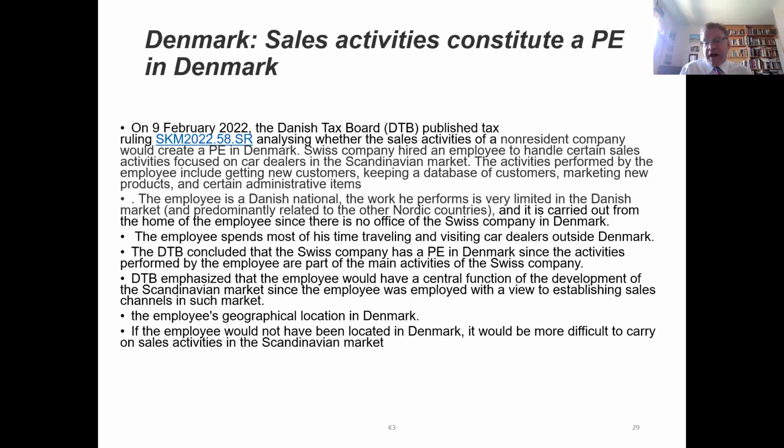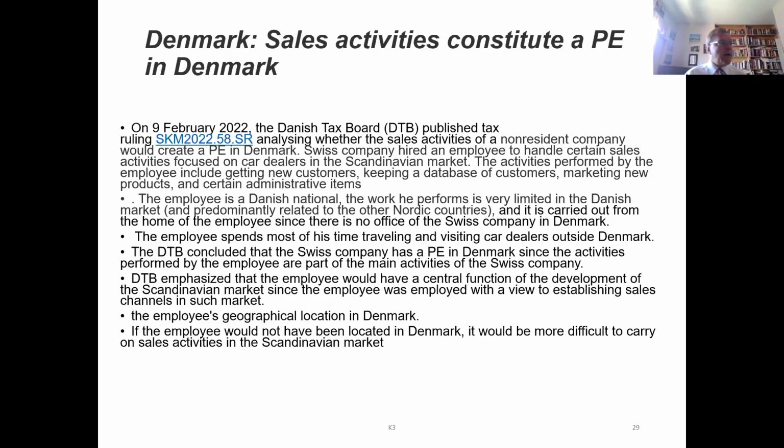The DTB emphasized that the employee would have a central function in the development of the Scandi market, since the employee was employed with a view to establishing sales channels in such market. The employee's geographical location is in Denmark. If the employee had not been located in Denmark, it would have been more difficult to carry out sales activities in the Scandi market. And this is the point about the gateway, Denmark being a gateway, and the UK is often a gateway from, say, the US to Europe and vice versa. And it applies in a similar way.